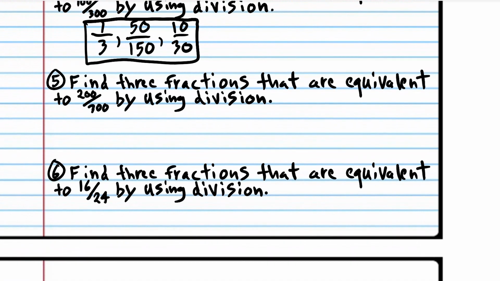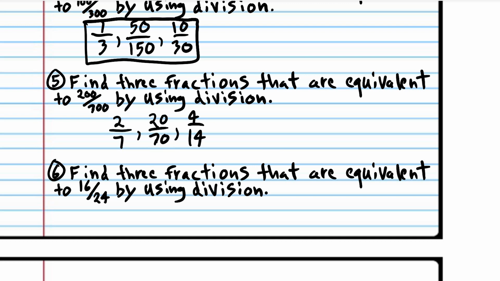So now you try number 5. When you come back, we'll do it together. All right, we're back. Let's try dividing both sides by 100, and you get 2 over 7. Divide both sides by 10, and you get 20 over 70. Divide both sides by 50, and you get 4 over 14.